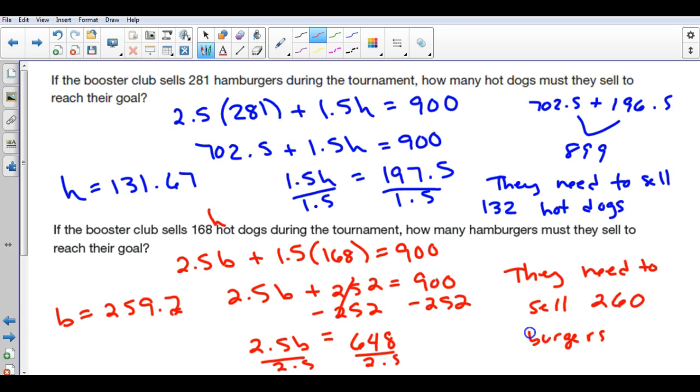And then we would have enough money. We would reach $900. Again, you could substitute that back in. If I took 2.5 times 260, and then I added the money that I had from the hot dogs, I would end up with $902. And that would be over my goal of 900. So we reached the goal, but only if we rounded up there.